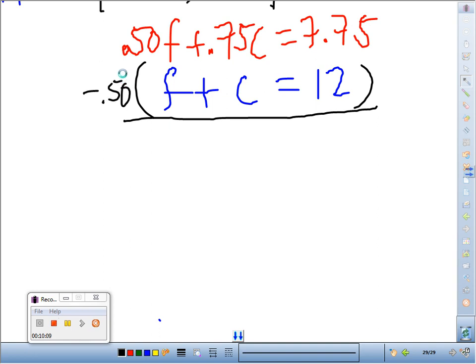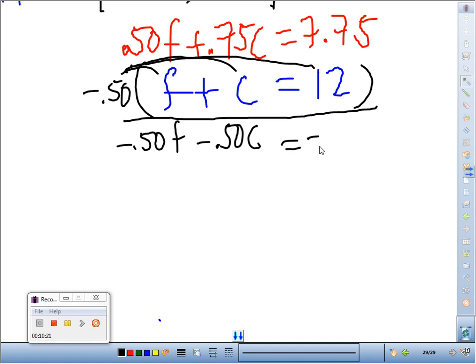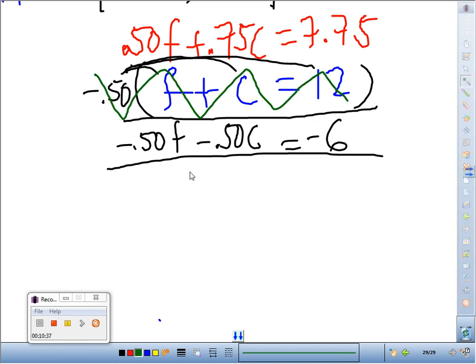So let's distribute. This becomes negative 0.50 F. This one is negative 0.50 C. And this one is negative 6. All right. At this point, put the wiggles on the middle one. We're no longer going to use this one. We're going to use the top one and the last one.